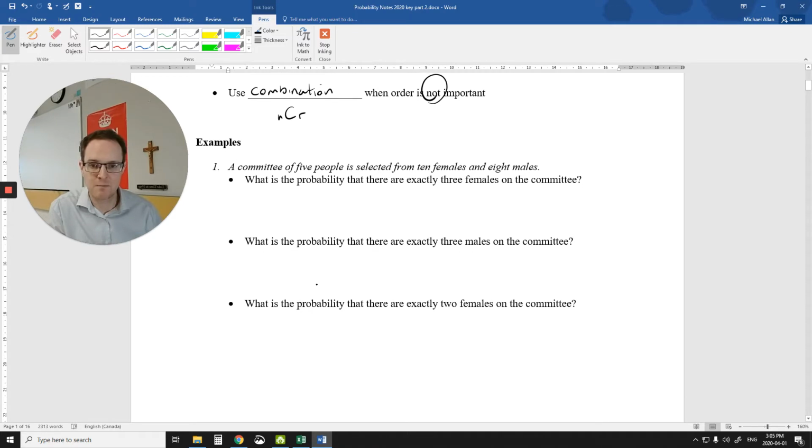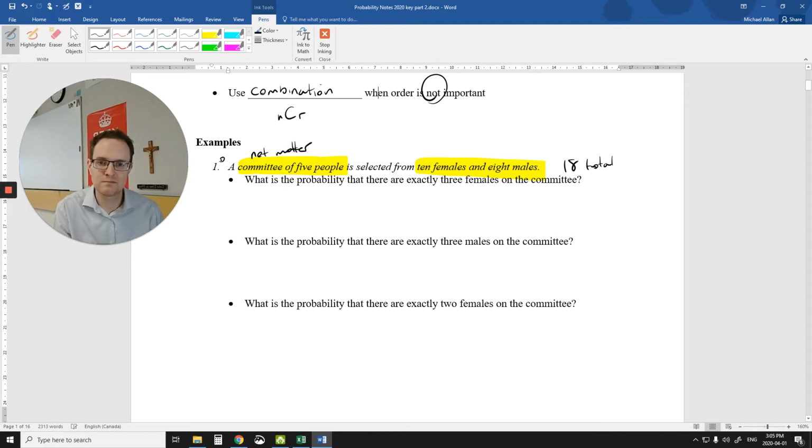All right. So let's say in this first one here, we want to create a committee of 5 people, selected from 10 females and 8 males. So what I know is that there are 18 total people to choose from in our committee. And our committee doesn't mention anything about positions like treasurer, president, vice president, and stuff. So I'm going to assume that order does not matter, so we're going to be using a combination here. What's the probability that there will be exactly 3 females on the committee?